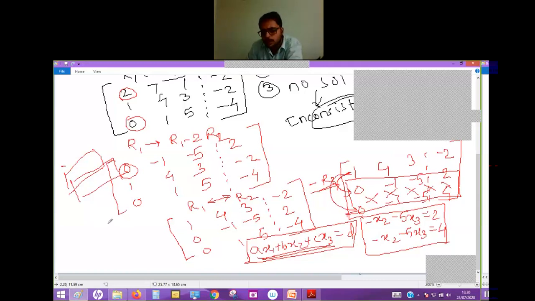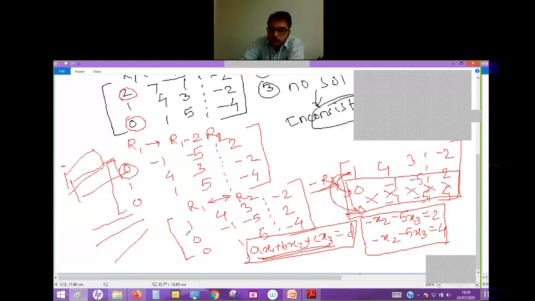If you are not able to understand plane, then consider line. This is the first line, this is the second line, and this is the third line. If these three are not able to intersect with each other at a common point, then we say that this system is not having any solution. Are you able to recall these concepts?